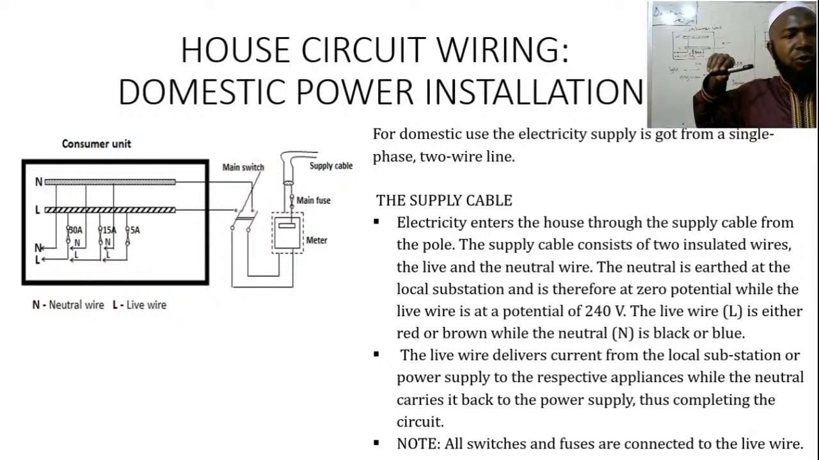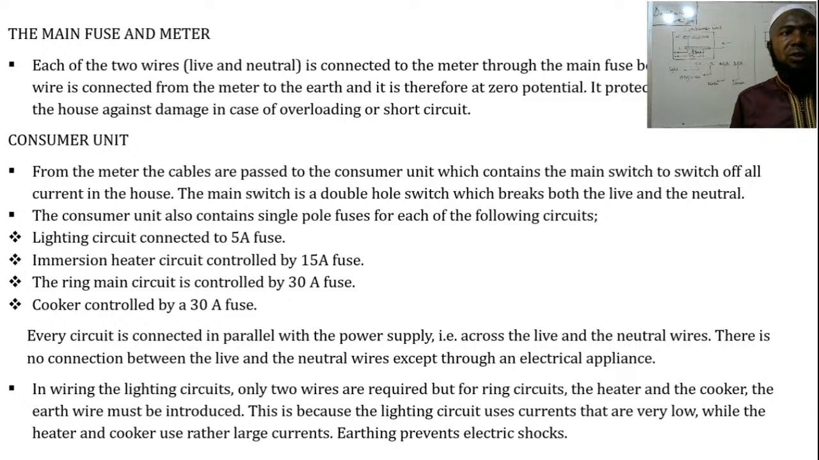Then we said all switches and fuses are connected to the live wire, the explanation we gave. Then we got the consumer unit, the main fuse, and meter. Each of the two wires, that is live and neutral, are connected to the meter through the fuse in the meter box. A thick wire is connected from the meter to the earth, and therefore at zero potential, it protects the meter and the house against damage in case of overloading. You do it during earthing.